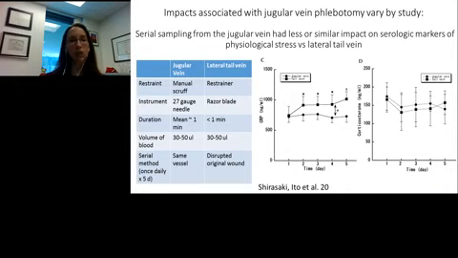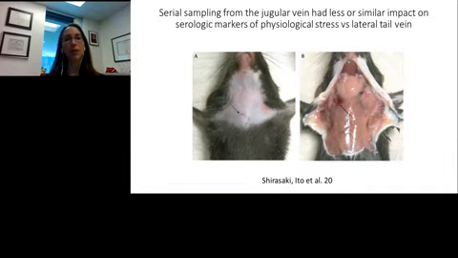So again, if you only read this paper, you might get a different view of jugular vein phlebotomy than if you had only read the Cyano et al. paper. So it is important to think about the whole technique of the method that is described. This Shirasaki et al. paper showed that even with the serial sampling done once a day for 5 days, in their words, there were only slight hematomas and damage to the surrounding tissue, and they show the image of that here.